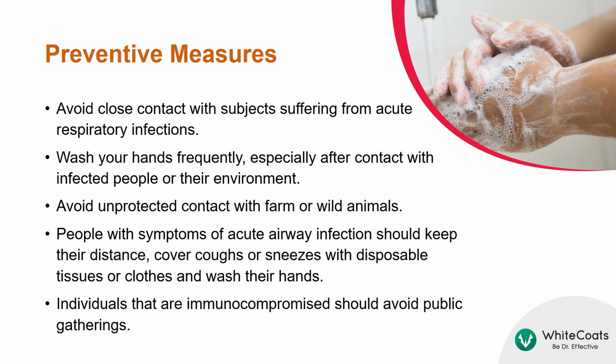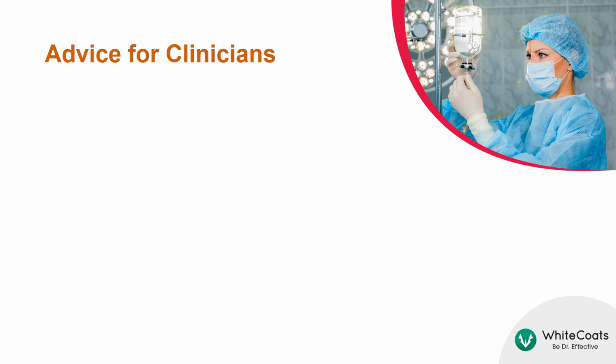Measures for prevention include avoiding close contact with subjects suffering from acute respiratory infections, washing your hands frequently, especially after contact with infected people or their environment, avoiding unprotected contact with farm or wild animals. People with symptoms of acute airway infection should keep their distance, cover coughs or sneezes with disposable tissues or clothes, and wash their hands. Individuals that are immunocompromised should avoid public gatherings.